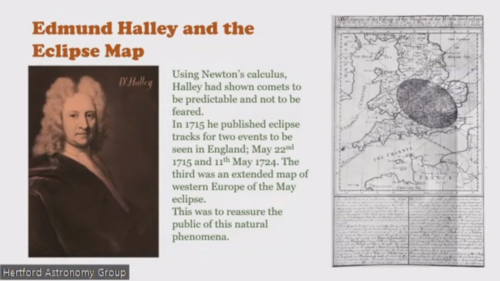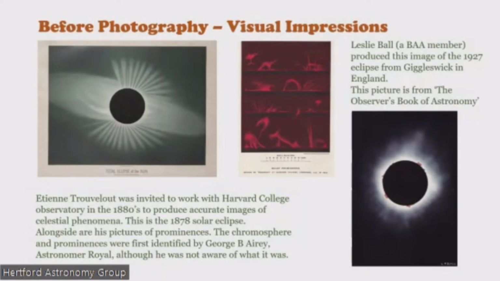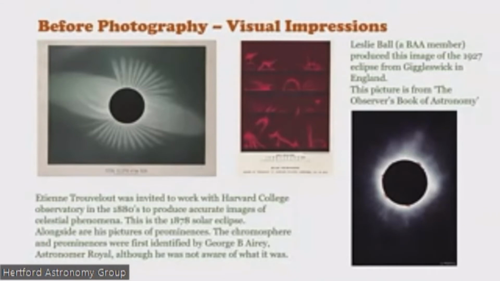Actually, that wouldn't have happened when things began to improve. People had stopped fearing eclipses, not looking at them, and they began to look, and people began to draw their impressions. And here you've got a picture that was painted, or actually it's a pastel, by Etienne Trouvelot. He's a Frenchman. He was an entomologist and astronomer and an artist and several other things. And he was actually invited to work with Harvard College Observatory to produce images of celestial phenomena. In fact, they let him loose on a large refracting telescope to do some planetary work as well.